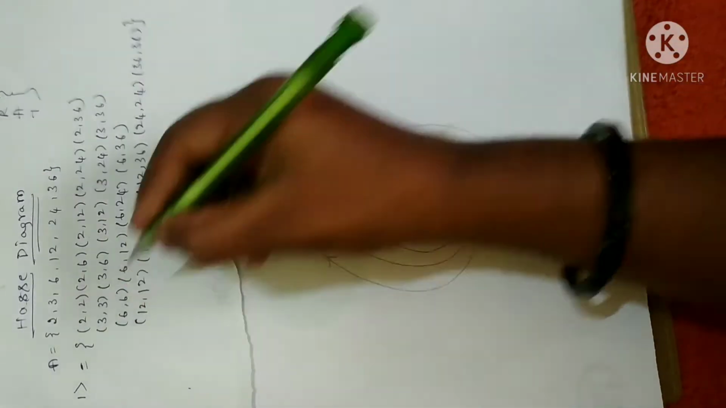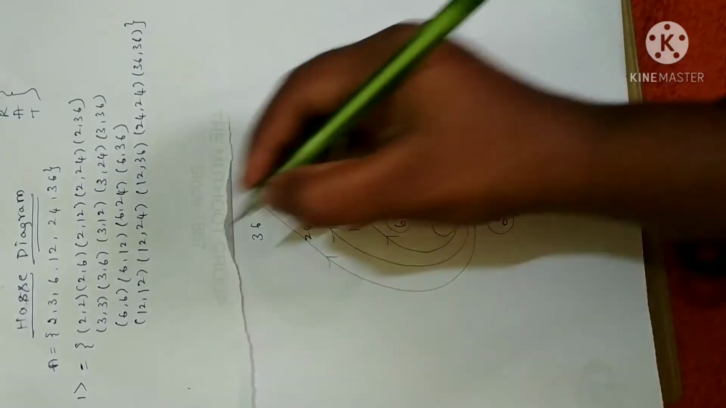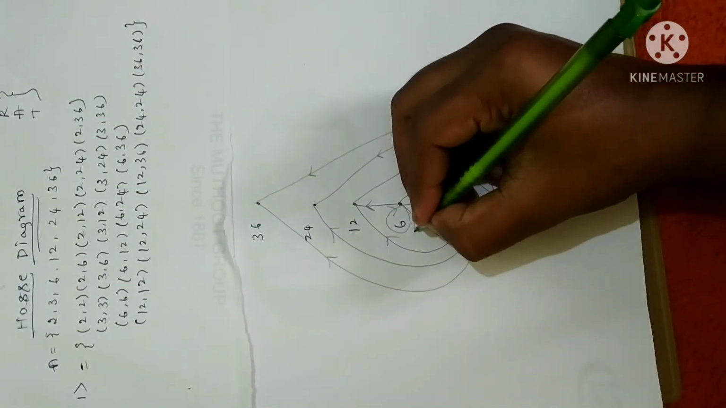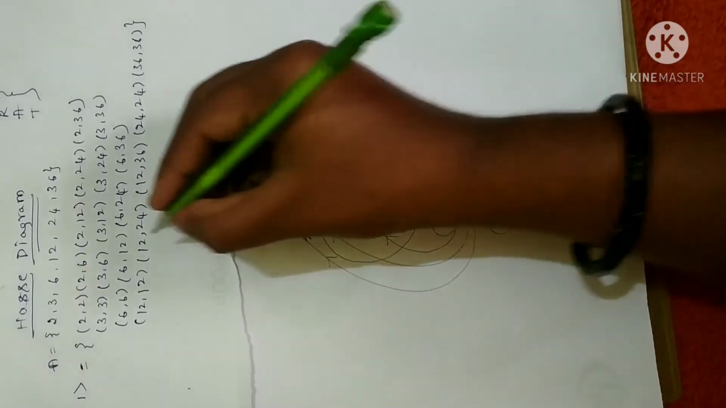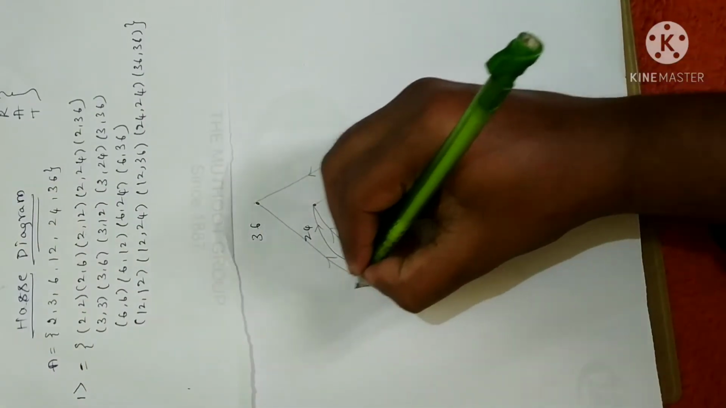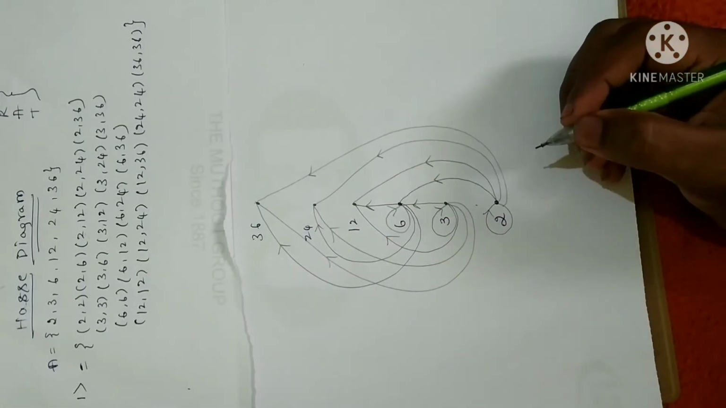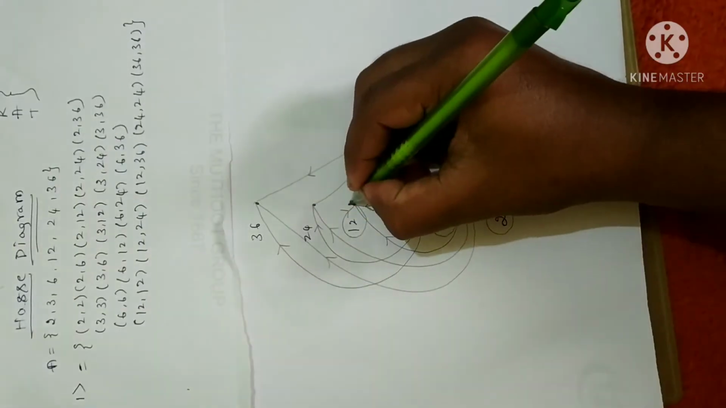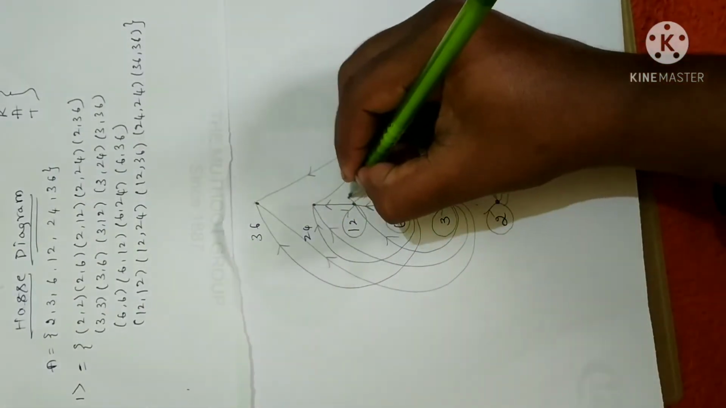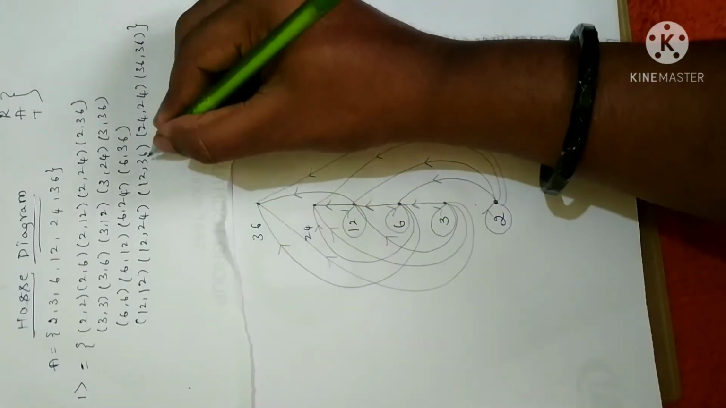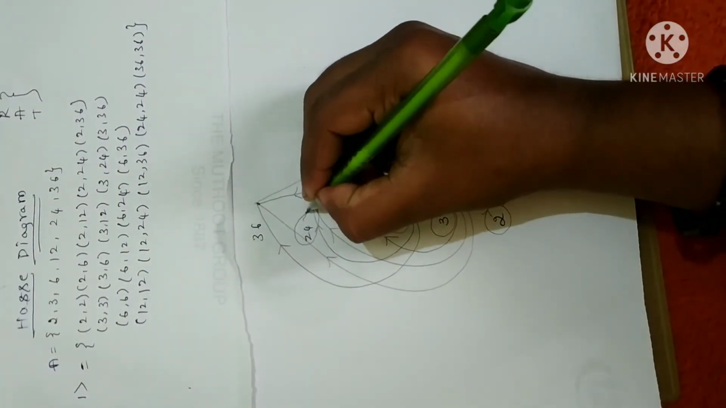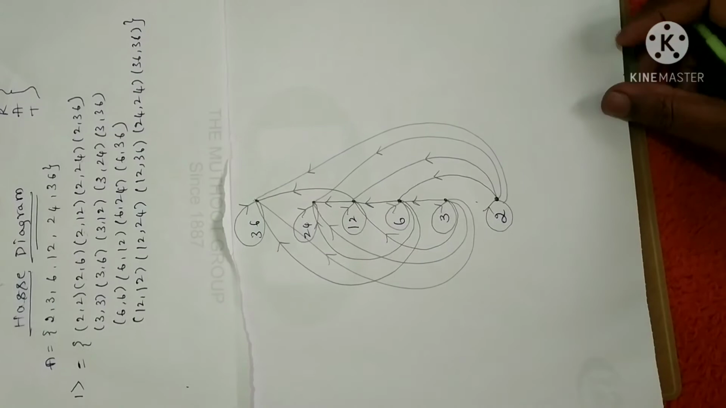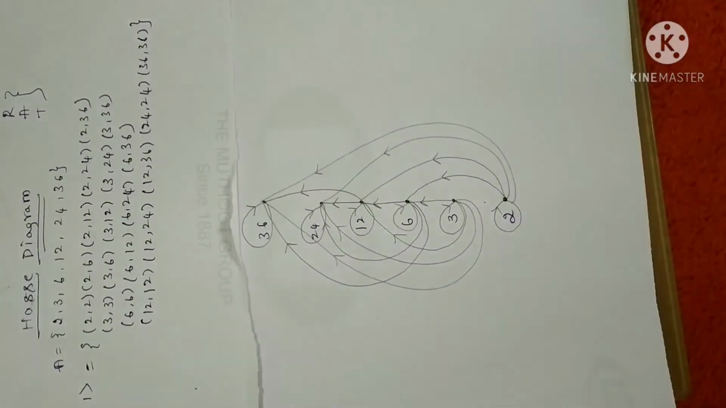Clear? Next, 6 is connected to 6, so a self loop for 6. Next, 6 is connected to 12. Again, 6 is connected to 24. Next, 6 is connected to 36. Fine. Next, 12 is connected to 12, self loop. Next, 12 is connected to 24. 12 is connected to 36. Next, 24 is connected to 24, self loop. Next, 36 is connected to 36, self loop. Fine. First I have represented the given relation in a diagram representation.